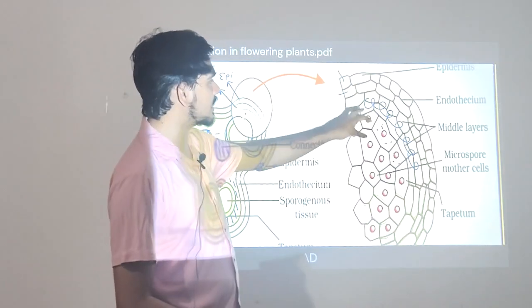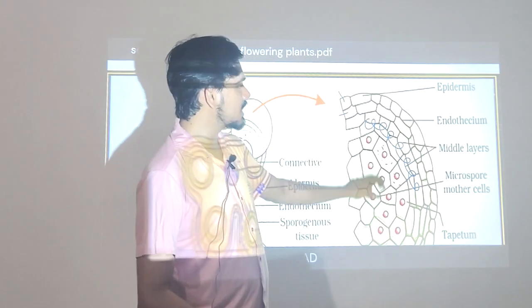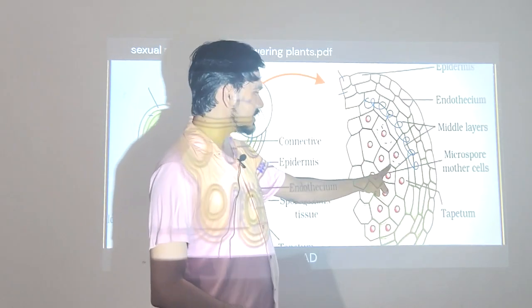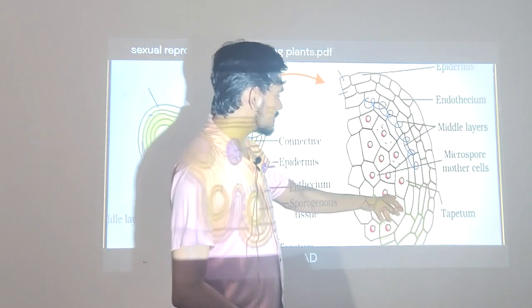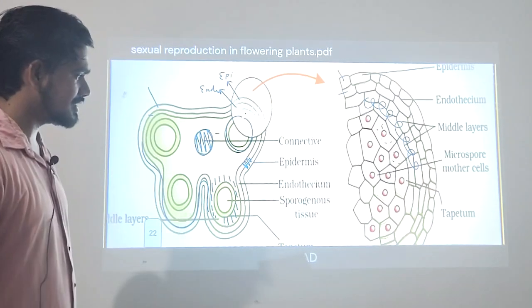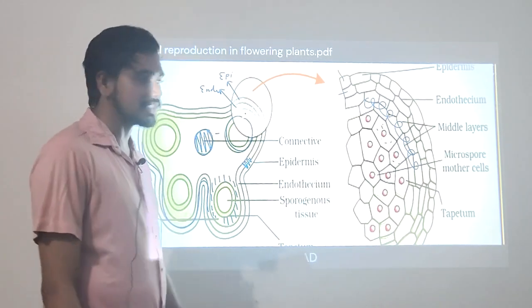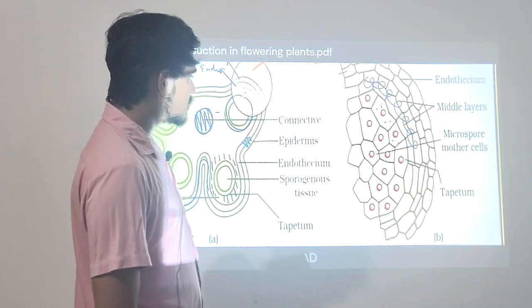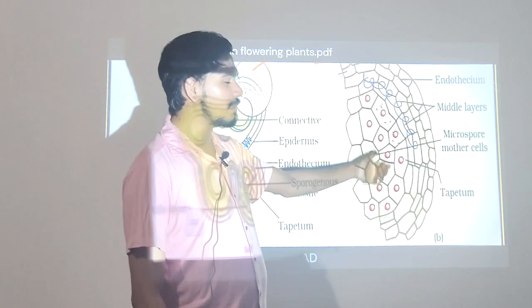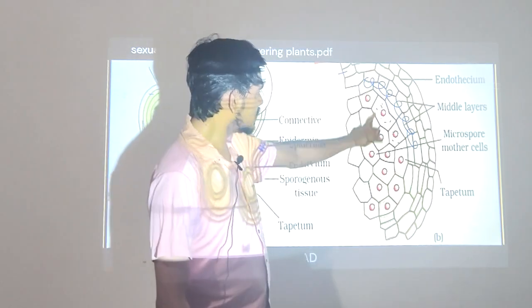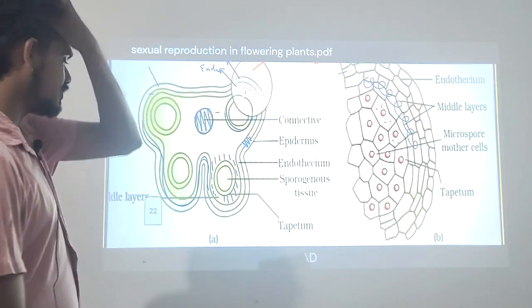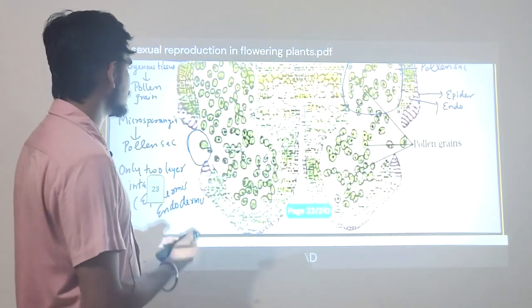Now understand the second diagram. The outer layer is epidermis, the second one is endothecium, then the middle layer, the microspore mother cell, or you can say pollen mother cell, and the tapetum. In the tapetum you can see they have mentioned only one nucleus, but it's not like that. It is binucleate or multinucleate. So don't be confused by the diagram. In the diagram they have not shown the binucleate or multinucleate condition. See, all are single nucleus, but in the description they have mentioned the binucleate or multinucleate conditions.